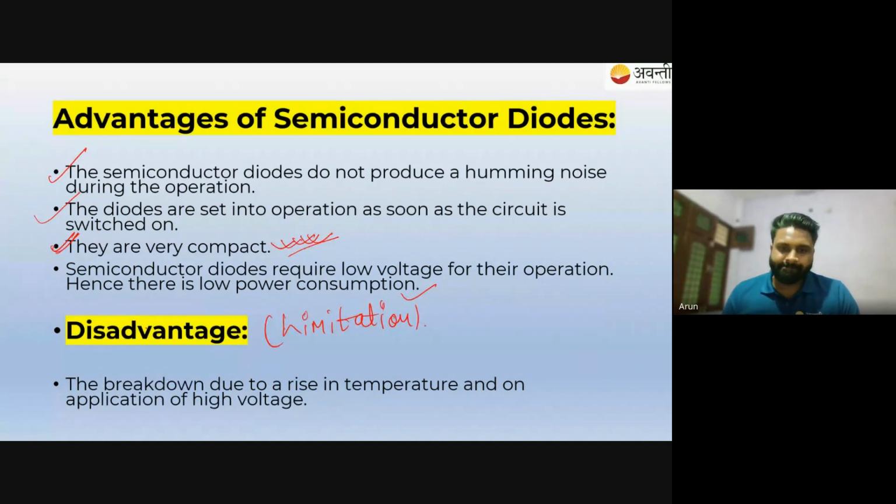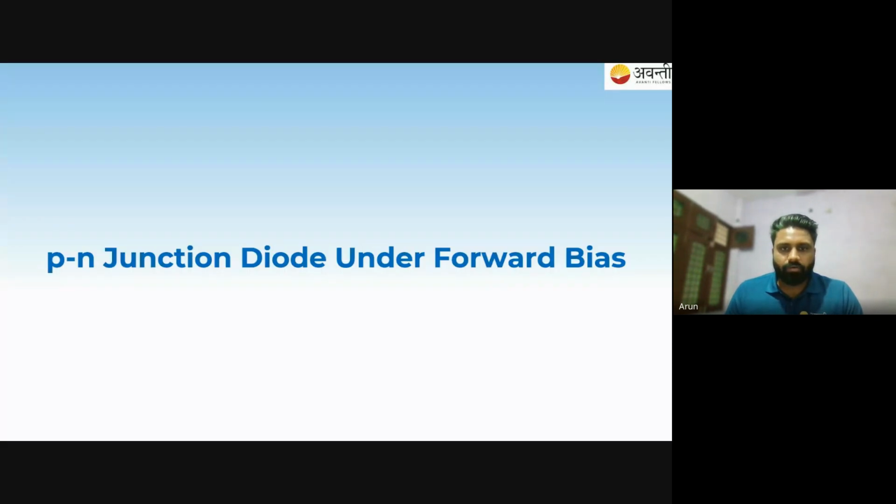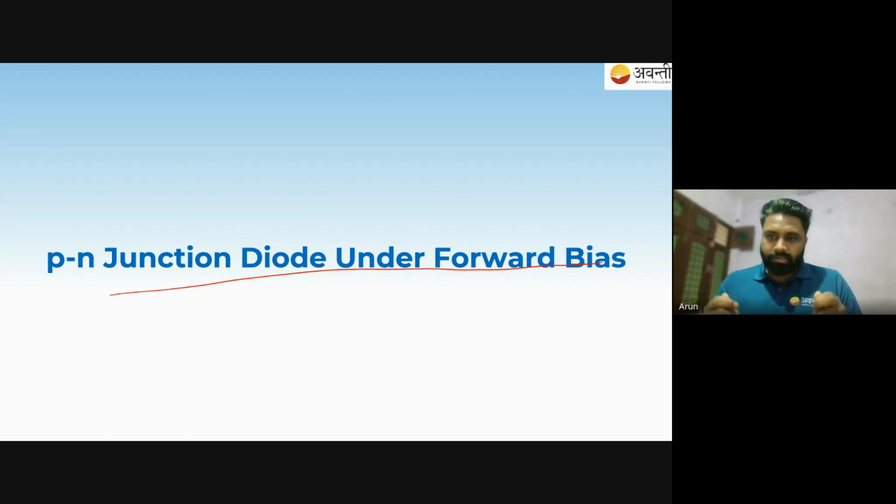Now, if I talk about the PN junction diode under forward bias. Forward bias is nothing but when you have the diode and you apply an external power source to it and it flows the current. Okay? It will not restrict the current. It is showing the conductivity. So that situation is termed as the forward bias.